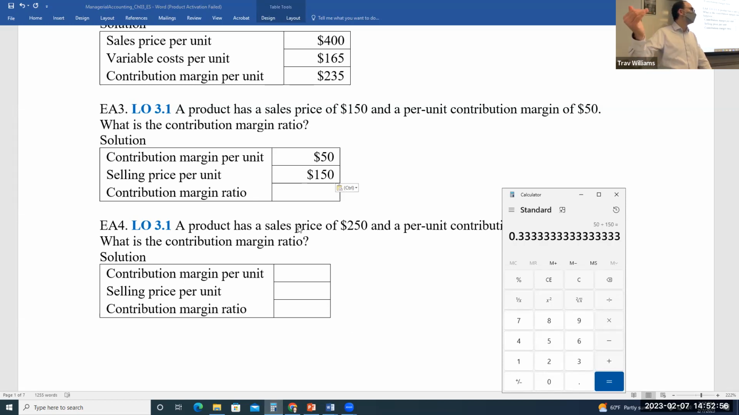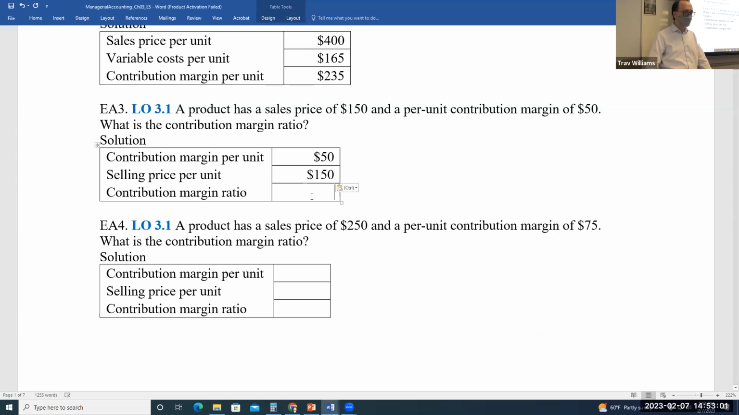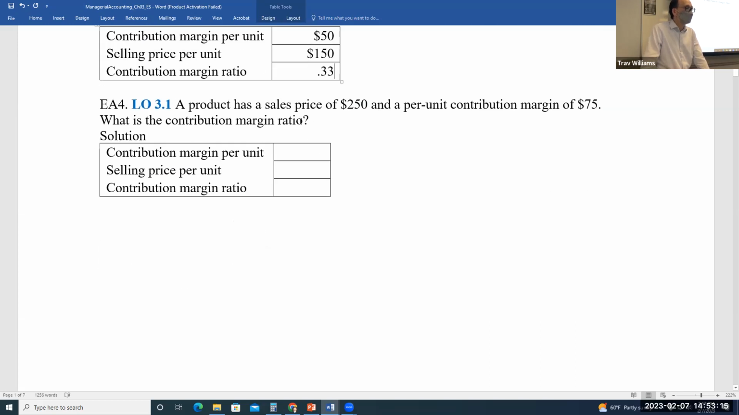And of course that goes on infinitely, but usually you could just round off to 2 places after the decimal point. So 0.33 will do. Close enough for government work, as they say. And that's all we have to do for number 3. So let's move on to number 4.